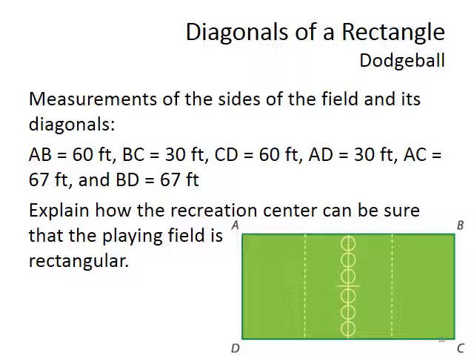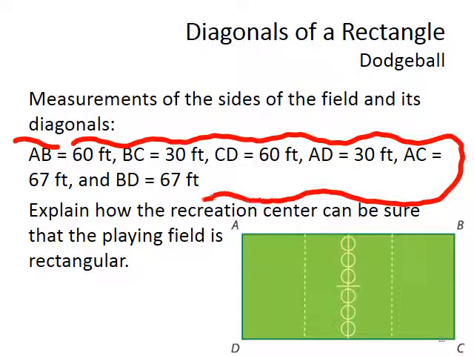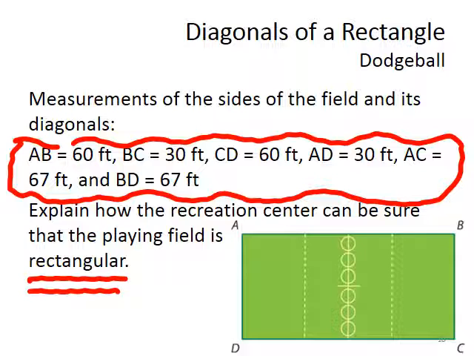All right, one other application problem. This is now a dodgeball problem. We've got measurements of the sides of a field to play dodgeball on, and we've got measurements of the diagonals. All of those are listed here in the middle of the slide. What we're asked to do is explain how the recreation center that's building this field can be sure that the playing field is a rectangle. So we want to prove that this is a rectangle using the dimensions we were given. Let's blow up the field and take a closer look.